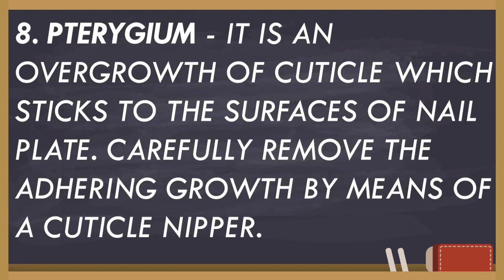Pterygium. It is an overgrowth of cuticle which sticks to the surface of the nail plate, carefully removing the adhering growth by means of a cuticle nipper.